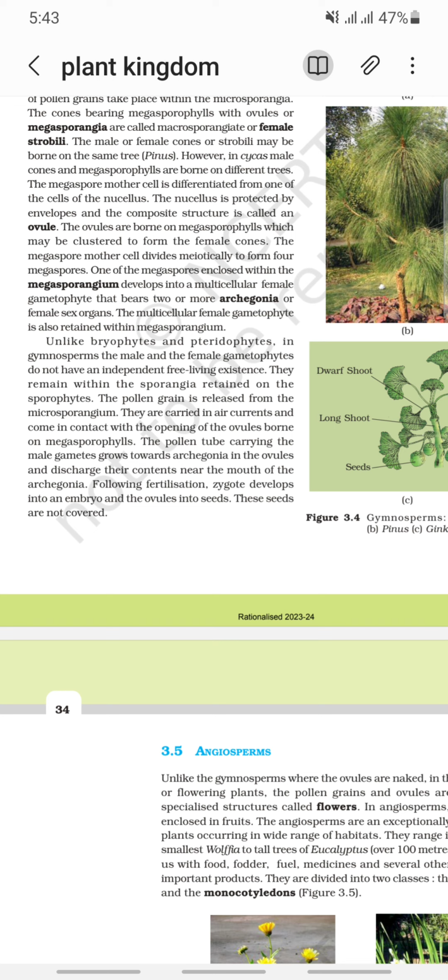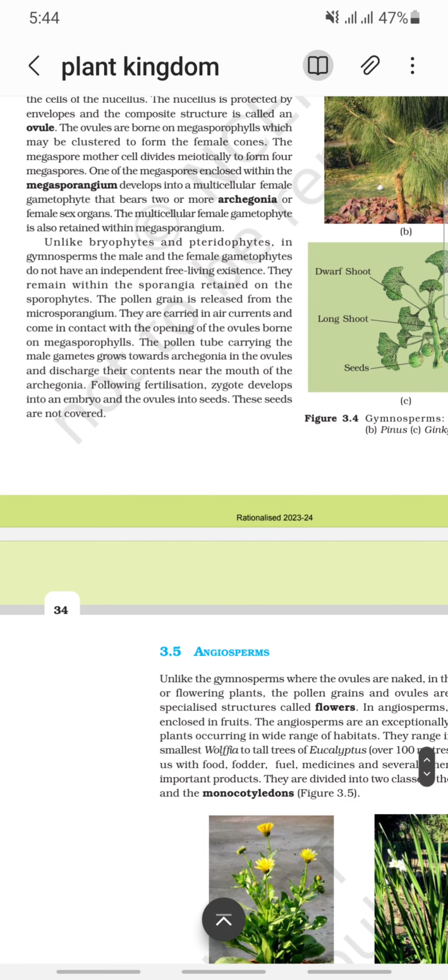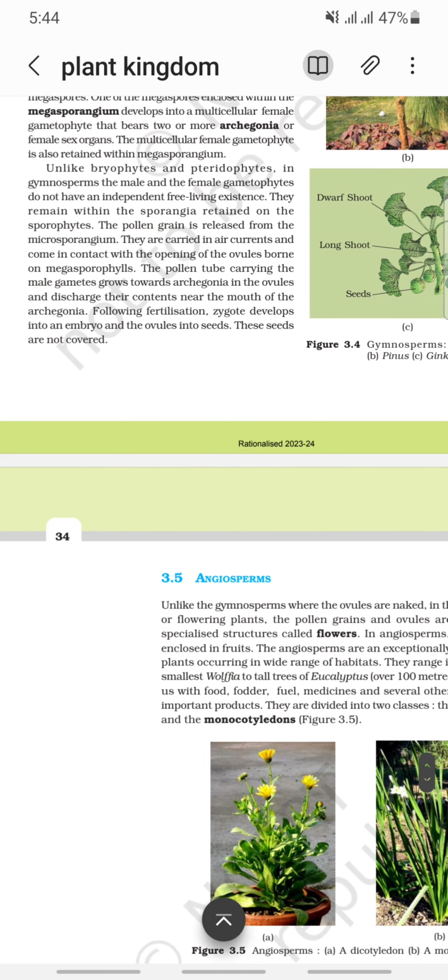The megaspore mother cell is differentiated from one of the cells of the nucellus. The nucellus is protected by envelopes and the composite structure is called an ovule. The ovules are borne on megasporophylls which may be clustered to form the female cones. The megaspore mother cell divides meiotically to form four megaspores. One of the megaspores enclosed within the megasporangium develops into a multicellular female gametophyte that bears two or more archegonia or female sex organs. The multicellular female gametophyte is also retained within the megasporangium.